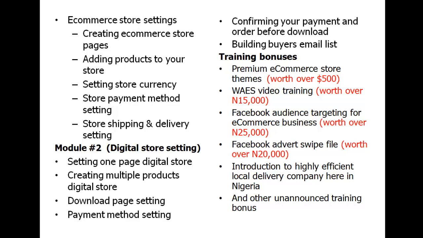Under this module 2, we are going to see how to set up a one-page digital store, creating a multiple digital store, a multiple product digital store, download page setting, payment method setting, confirming your payment and order before download. This is part of what you are going to learn: how to see that your customer confirms his payment before he downloads. This has to do with the security of avoiding your product being shared anyhow online.